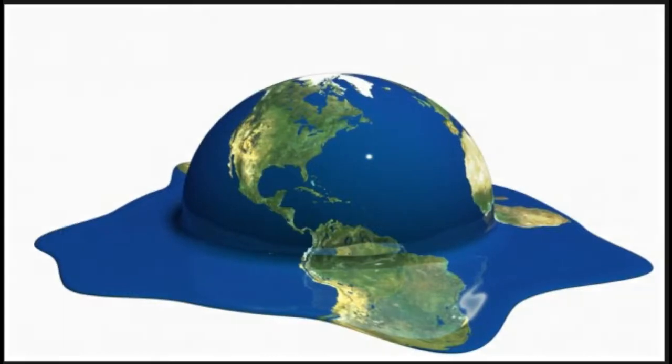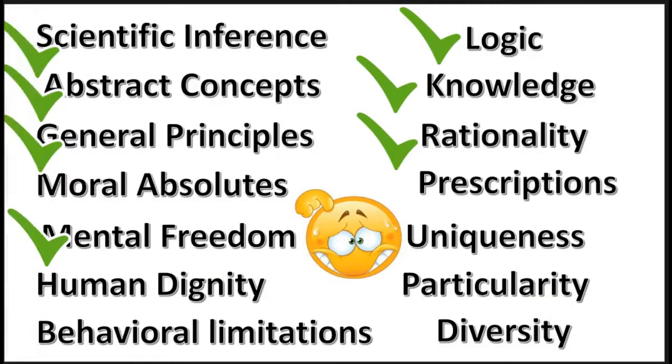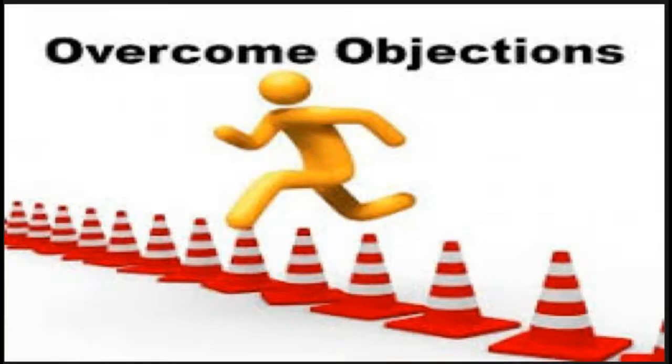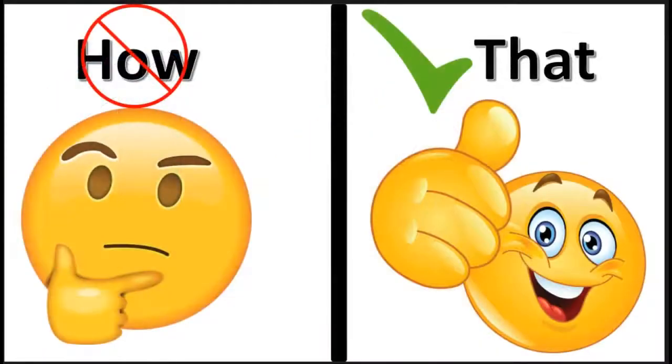Now here's a list of some things that can be used to show all other worldviews to be inadequate. Some of these topics can be used to reduce them to absurdity, and we will discuss these in more detail in future videos. But I want to address some common objections. First, someone may ask, how does God make it known? The response is, I'm not sure how, but I am sure that He did.